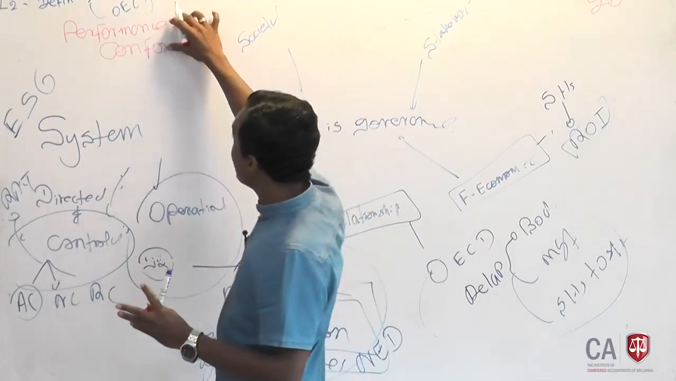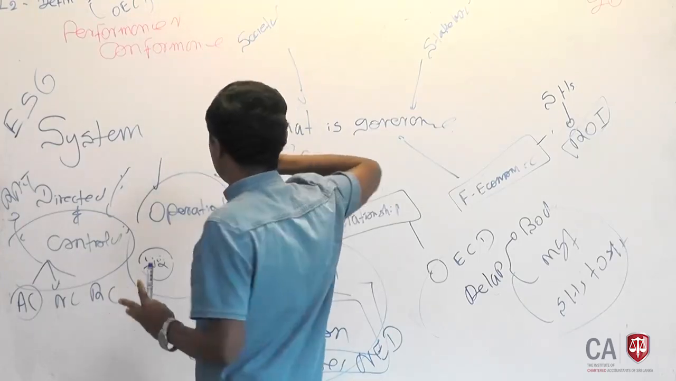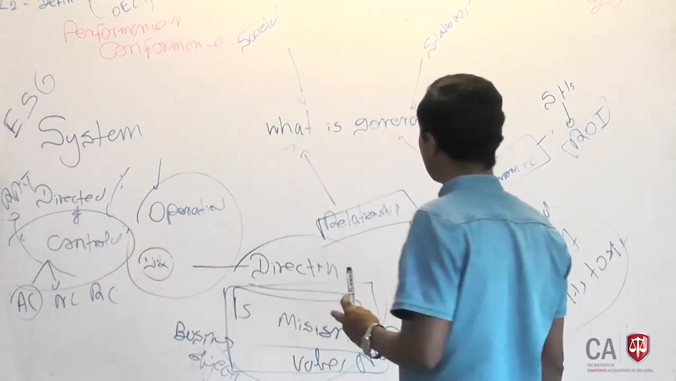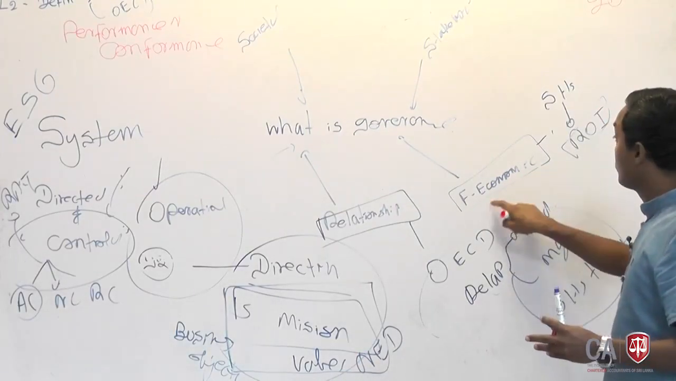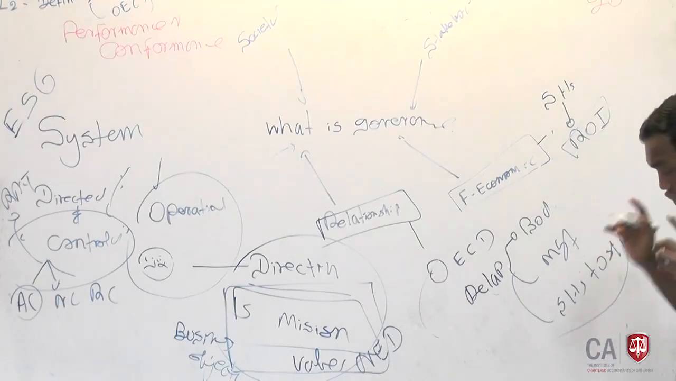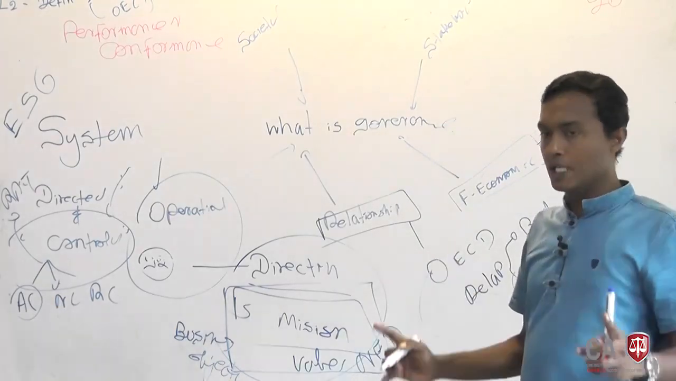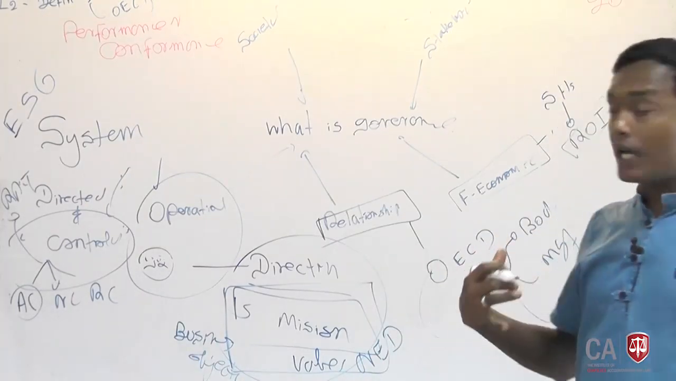So then how to strike a balance? We need to make money and we need to comply with different things. So in this performance-conformance point of view, the financial economic perspective mostly talks about the performance side. So the purpose of corporate governance is to ensure shareholders' investment is secure and they are going to get an adequate return.